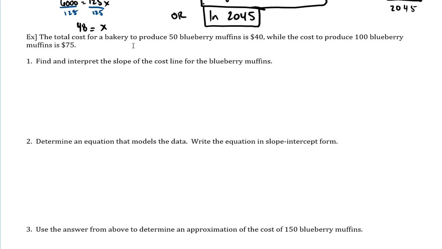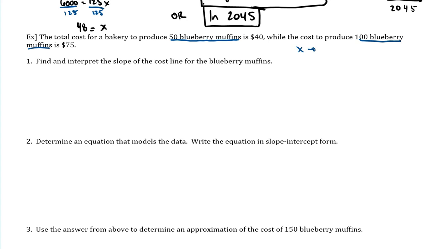So in this one, it says the total cost for a bakery to produce 50 blueberry muffins is $40, while the cost to produce 100 blueberry muffins is $75. All right, find and interpret the slope of the cost line for the blueberry muffins. All right, well, let's break these down and figure out what we've got. So it says the total cost for a bakery to produce 50 blueberry muffins, and we also have 100 blueberry muffins. It looks like that should be our X.